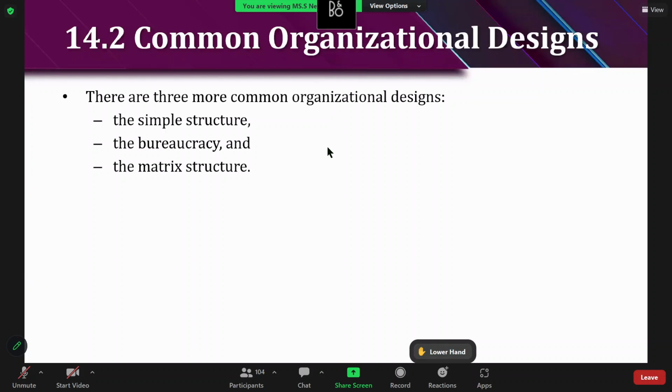Okay. If it is clear, we just move to the common organizational designs. We have simple structure, bureaucracy, and the matrix structure. We can identify 3 different organizational designs. The most common organizational designs are simple structure, matrix structure, and bureaucracy.